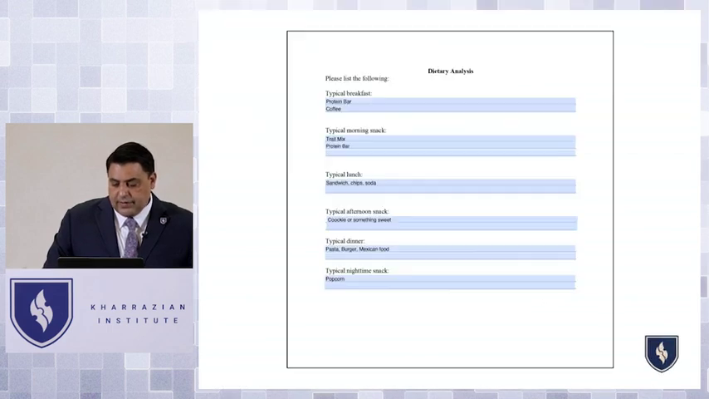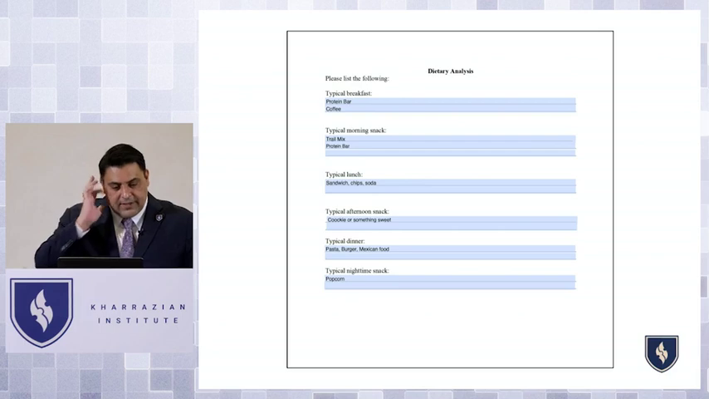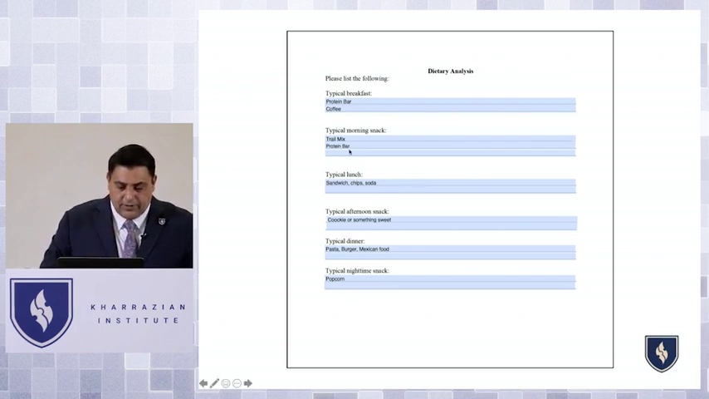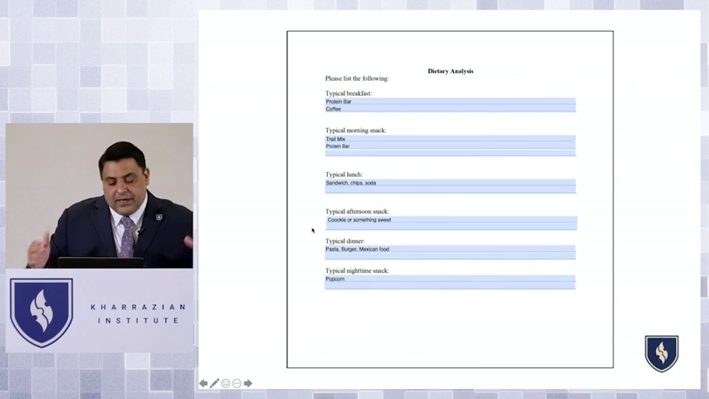And at some point you want to evaluate their diet. Here's an example of a diet. They're having a protein bar and coffee in the morning, trail mix, protein bar, sandwich, chips, soda, cookie or something sweet, pasta, burger, Mexican food, popcorn. This is a lot of carbohydrates. So maybe they're just eating a lot of carbs. Maybe that will give you some clues as it comes to looking at their lifestyle factors.